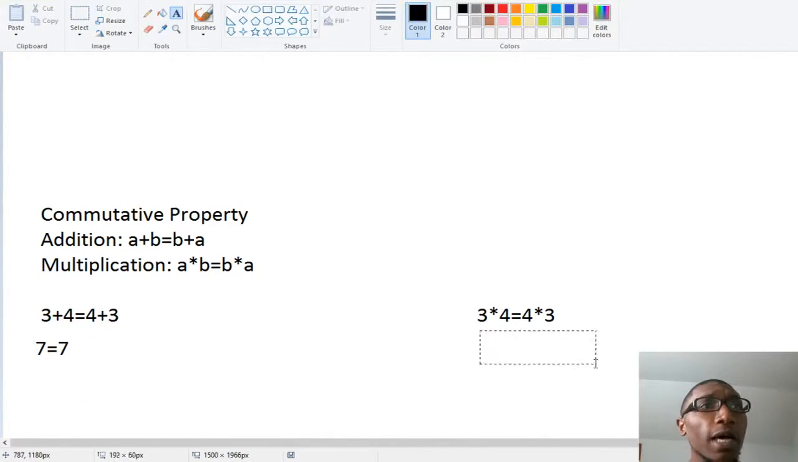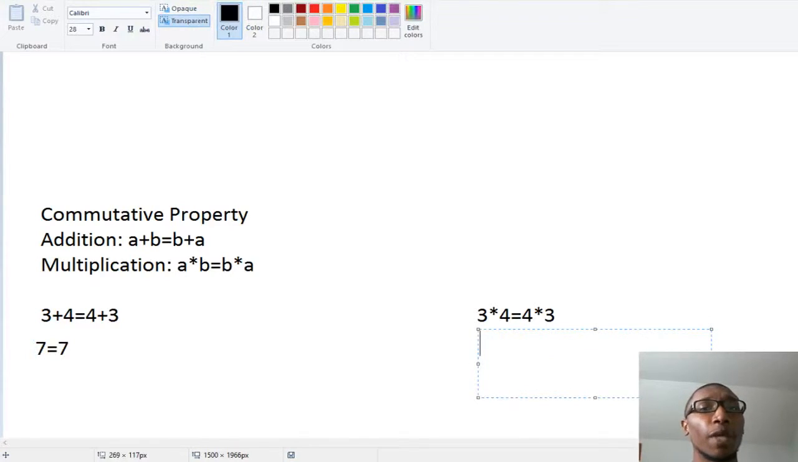Same thing here, 3 times 4. If you have 3 and you multiply it by 4, that means you have 4 sets of 3. So that would be 3, 6, 9, 12. Same thing goes for 4 times 3. Now you have 3 sets of 4. So 4, 8, 12. So you still get the same answer regardless of what order it's in.